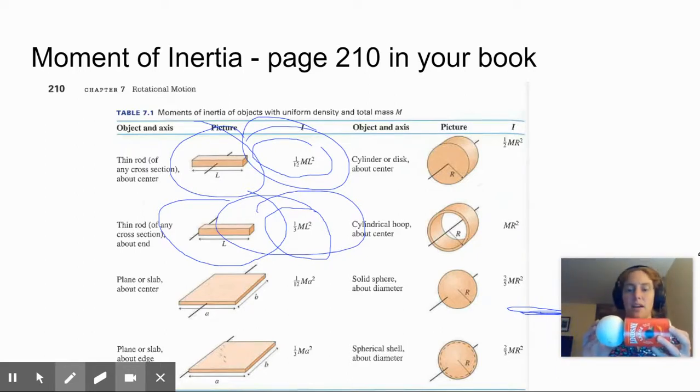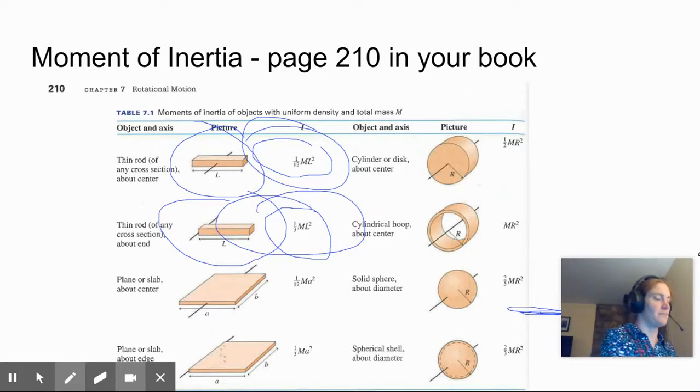So even though these might have the same radius, what matters here is that these edges on the ball get smaller as you get closer to where I'm rotating it around. It gets narrower here, whereas on a cylinder it doesn't. And so I end up having more mass farther away from where I'm rotating it for this solid cylinder than I do for the ball.